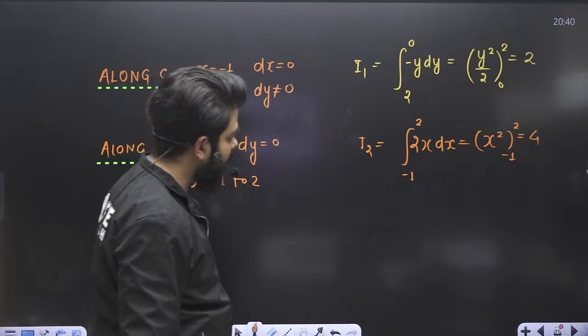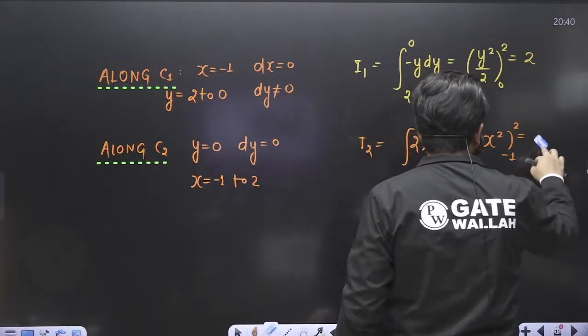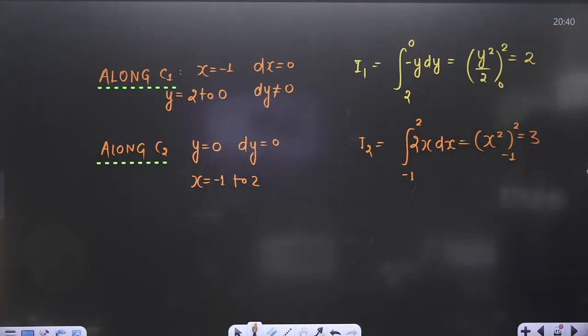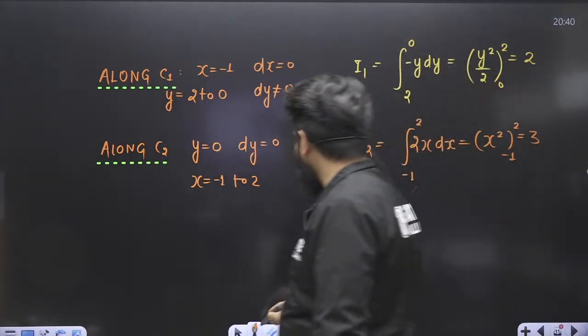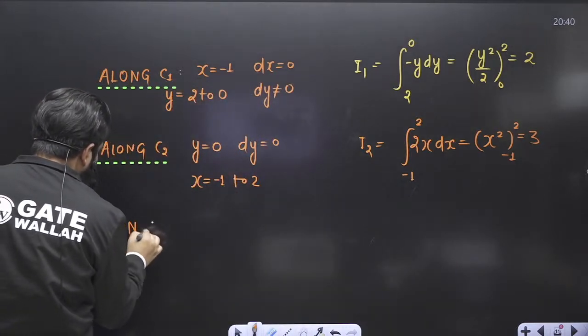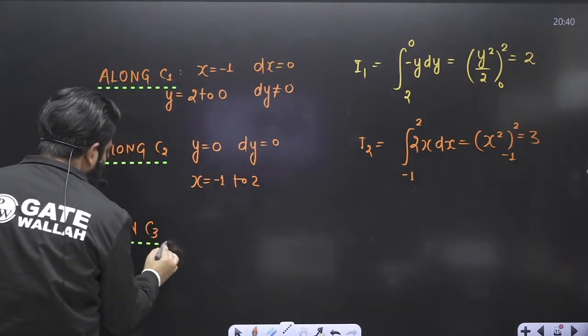4 minus 1, 3. Fine. Are you getting the second part as 3? Okay. So first part as 2, second part as 3. Now let us calculate the last part along C3.